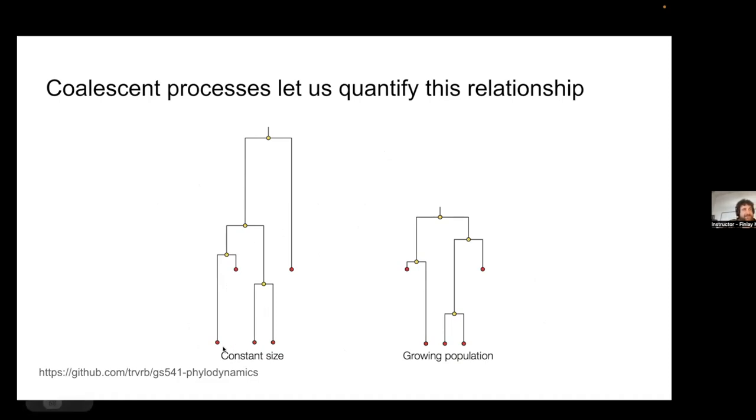This is what the tree looks like when there's a constant population size over time, when the viral population is not getting any bigger over time. And the red bits are the genomes we sampled, right? Whereas here we have what the shape of the tree would look like if we had a growing population. So if the number of pathogen genomes were increasing over time, and the amount of diversity in the pathogens increasing over time, we use something called a coalescent process to try to model that.